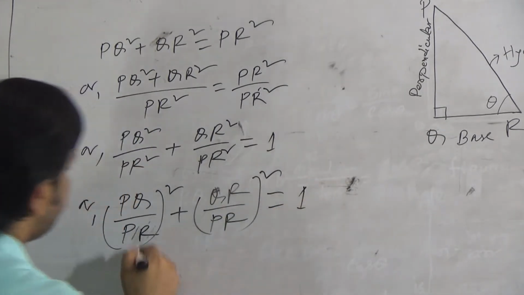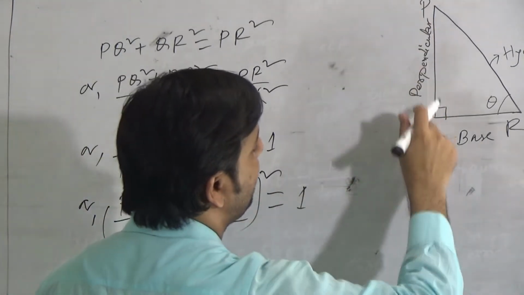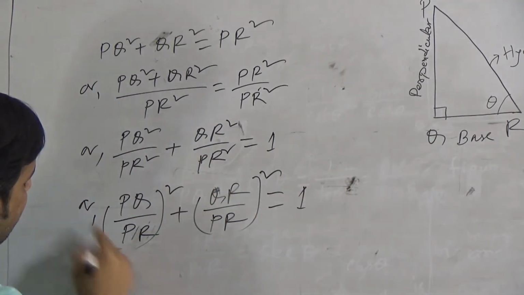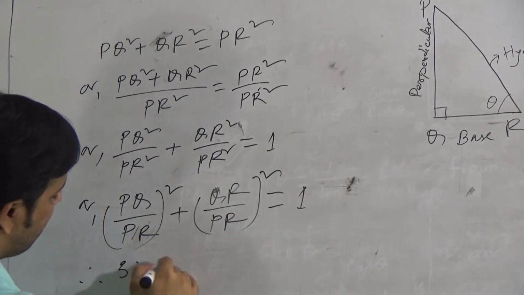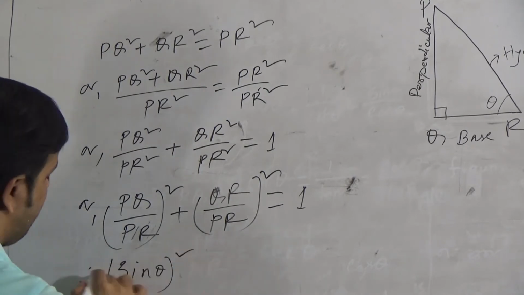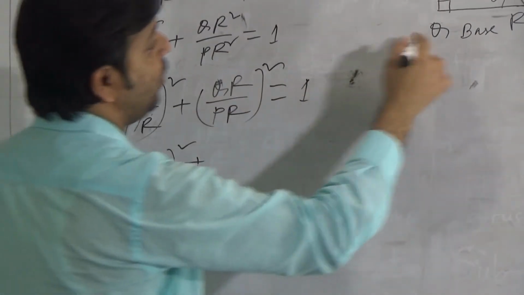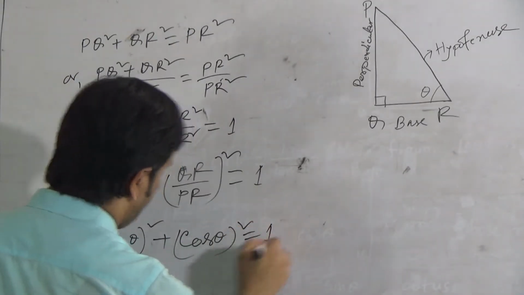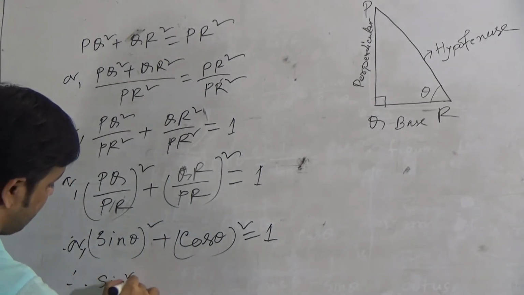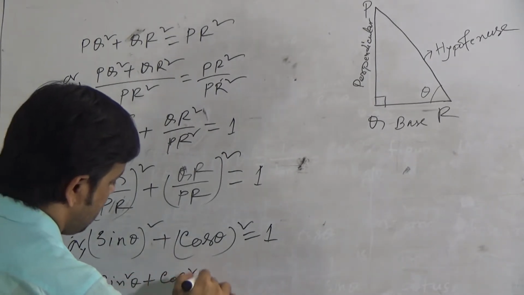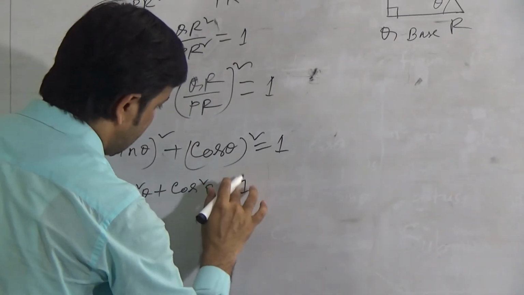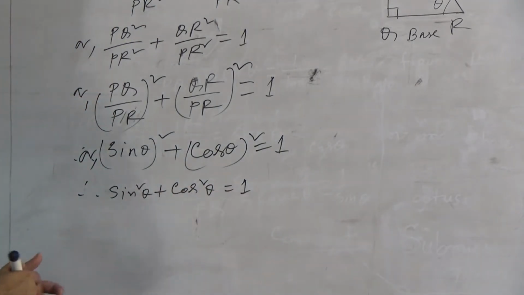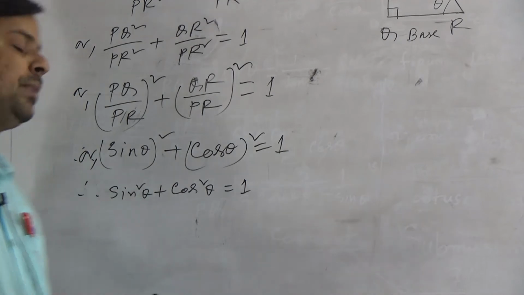Dear students, here PQ by PR means perpendicular by hypotenuse. This means sine, we have learned just before. So this is sine of angle theta, sine theta whole square, plus QR by PR, which means cos theta whole square, that is equal to 1. Therefore we can write sine square theta plus cos square theta is equal to 1. This is a trigonometric identity.